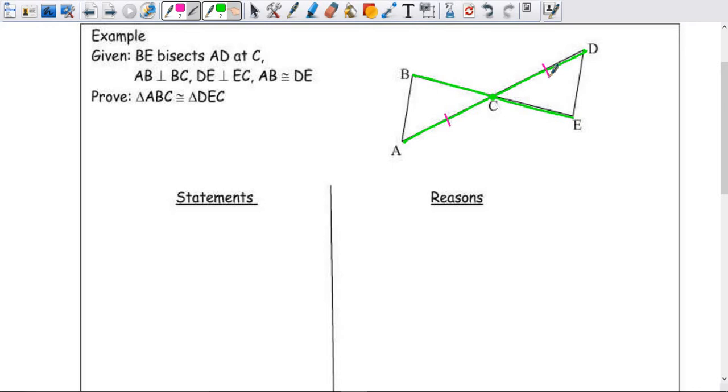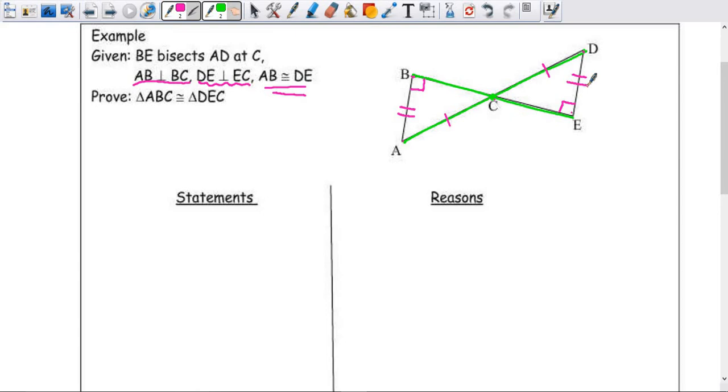I have that AB is perpendicular to BC. So AB is perpendicular to BC. To be perpendicular means I form a right angle. All right? Now I also have DE is perpendicular to EC. So DE, perpendicular to EC, puts a right angle box right there. And then I have AB is congruent to DE, so I can mark those as congruent right there.